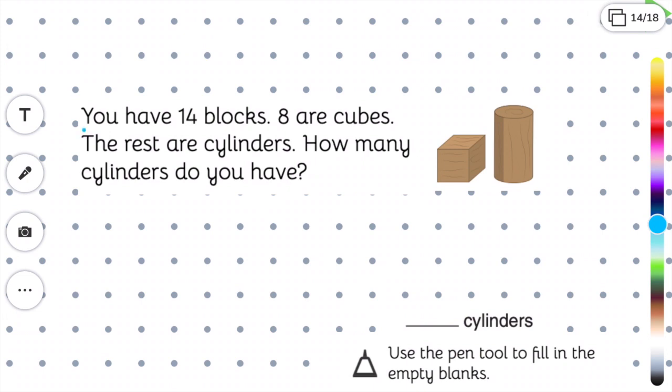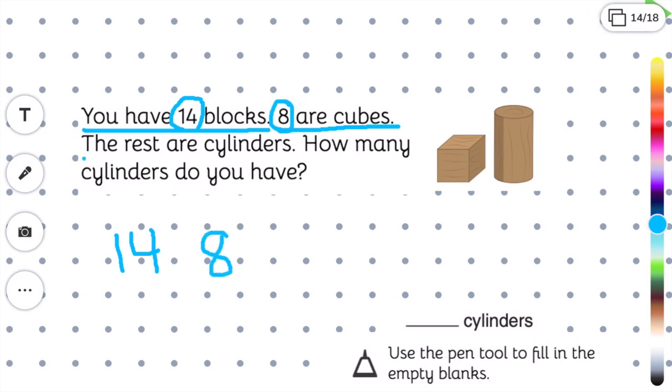This is the last type of problem that you'll have. You have 14 blocks. So I'm going to write that number 14 down because it is an important piece of information. 8 are cubes. So that's another important piece of information, so I'm going to write my 8. The rest are cylinders. How many cylinders do you have?